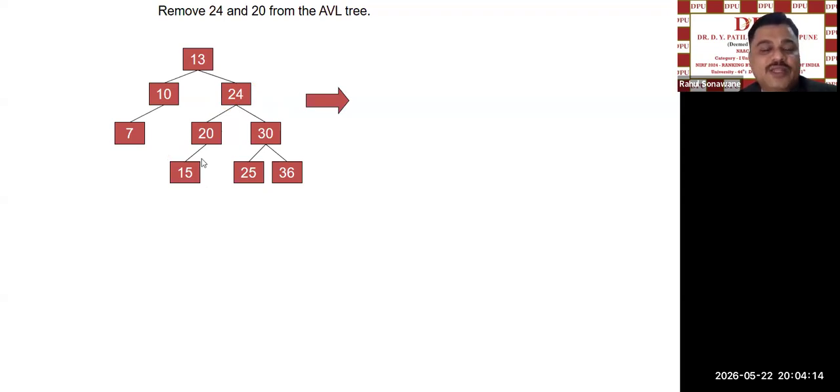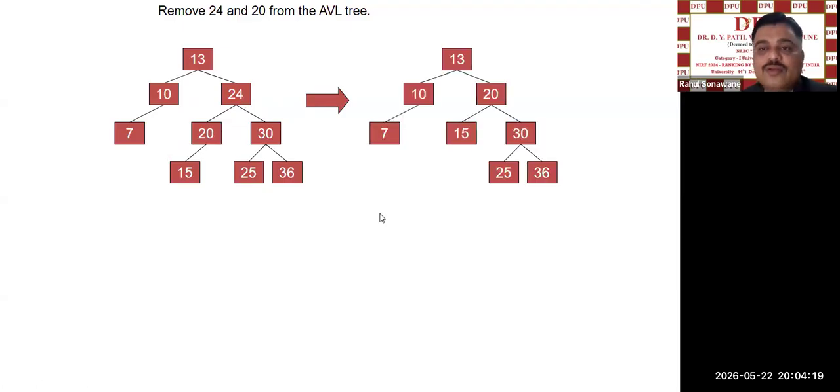So we have to find out the maximum in the left subtree. We have found out that it is 20, so we will replace it with the 24. After replacement, you can see whether the tree is still balanced or not. Yes, it is still balanced.